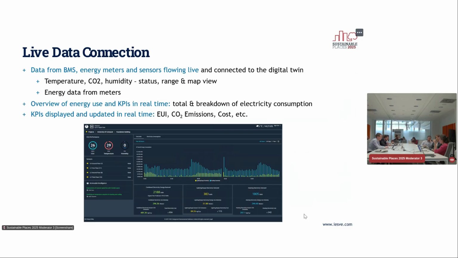So there's an overview of the overall energy use, and a breakdown of the energy consumption, electricity in different uses, and a comparison of the prediction against the digital twin. So that's the drift that we can look at. There's also, on the left-hand side, indoor environmental quality variables. So there's temperature, CO2, and humidity in different spaces. And there's also a view on a floor plan of the building, so people can go and spot anomalies. It's color-coded as well. And there are key performance indicators in real time that can be looked at.